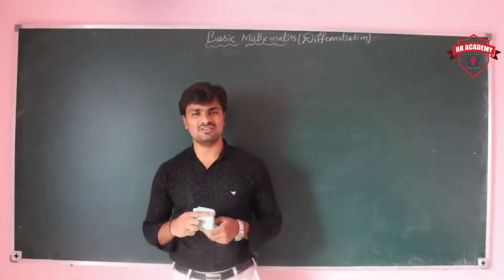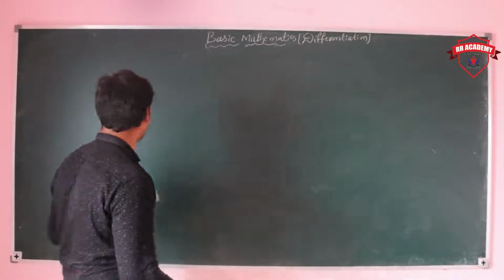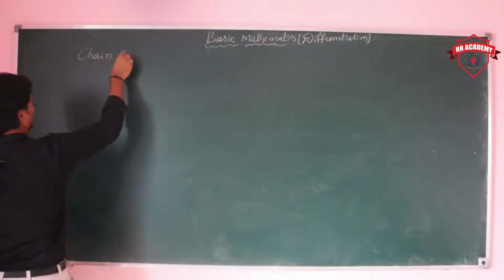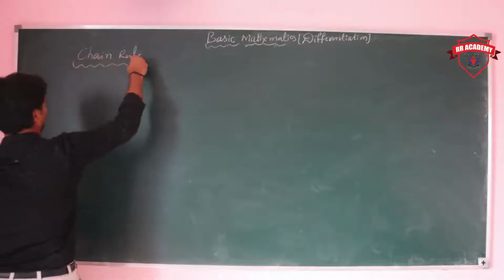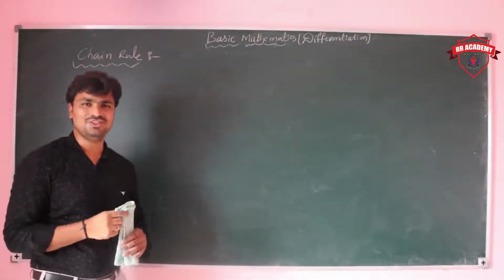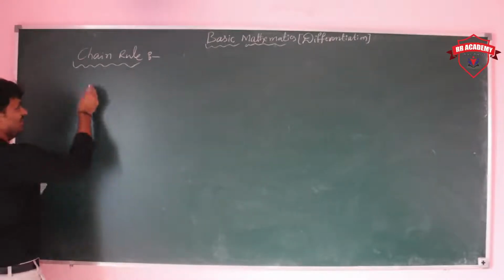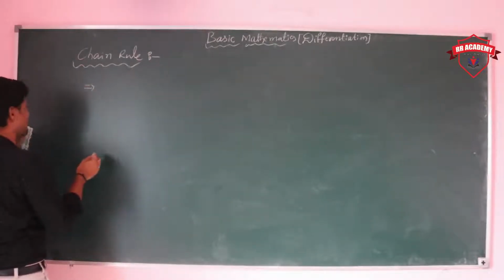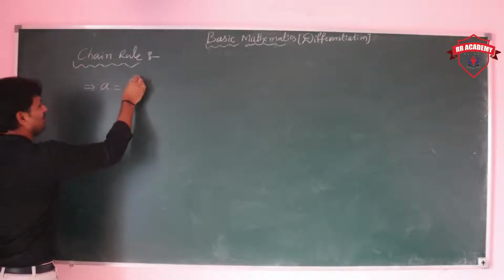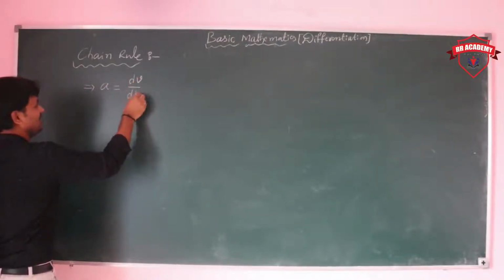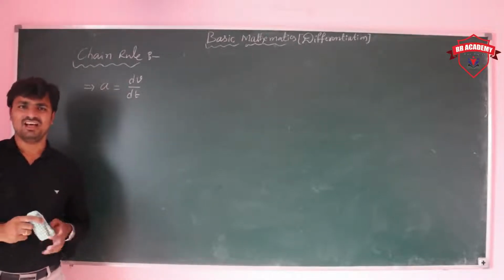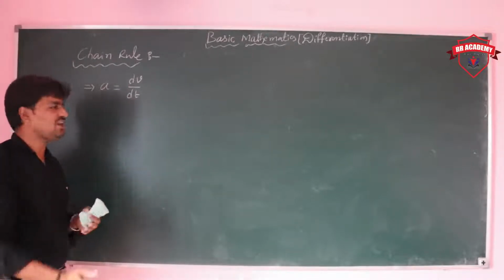So let's discuss one more rule, the chain rule. What is this chain rule? It is a very interesting rule. For example, I am taking a well-known function: the acceleration a is equal to dv by dt. How can we write this in the chain form?